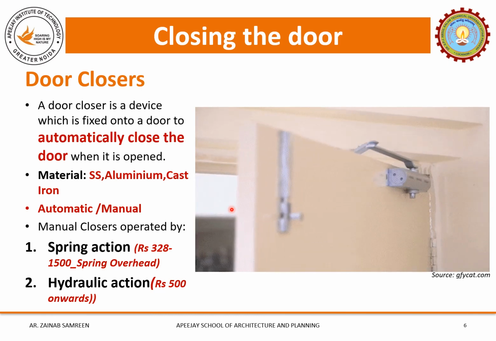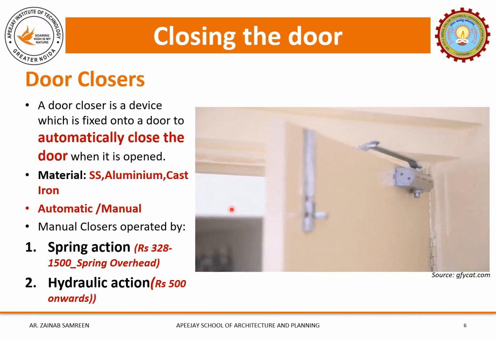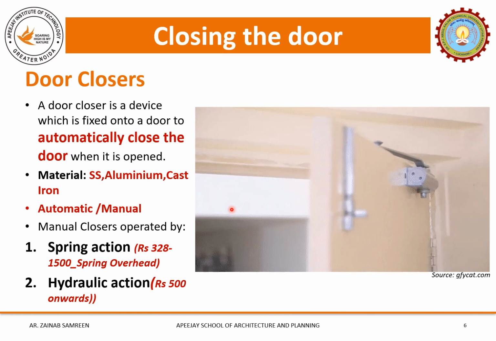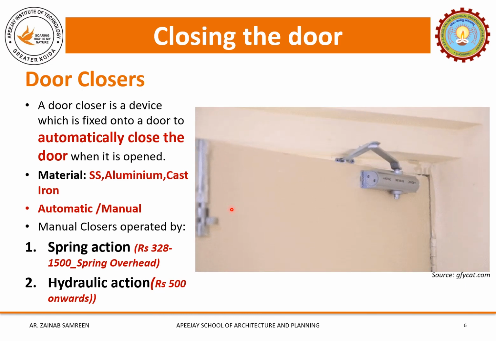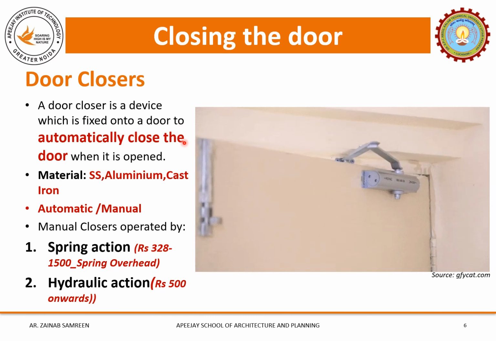Now, we want our doors not to bang on the wall, to save fingers from injury, to serve the purpose of safety and security, and to tackle all the above purposes, we need door closures. As the name suggests, door closure means there is something which is closing the door automatically, right? So we can define a door closure as a device which is fixed onto a door to automatically close the door when it is opened.